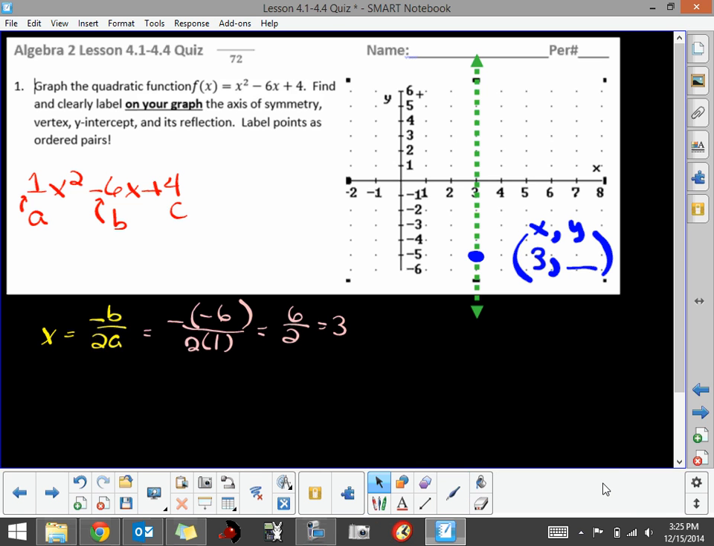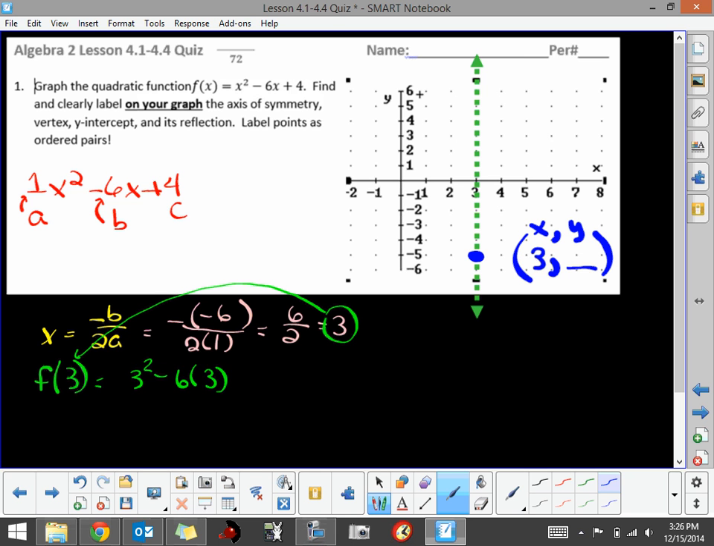So in order to find our vertex, we plug into the function f at 3. It's always the value that we get for our axis of symmetry that goes into that. So now it's going to be 3 squared minus 6 times 3 plus 4. And 3 squared is 9 minus 18 plus 4. This is a negative 9 plus 4, which is a negative 5. So our vertex is at a positive 3, negative 5.